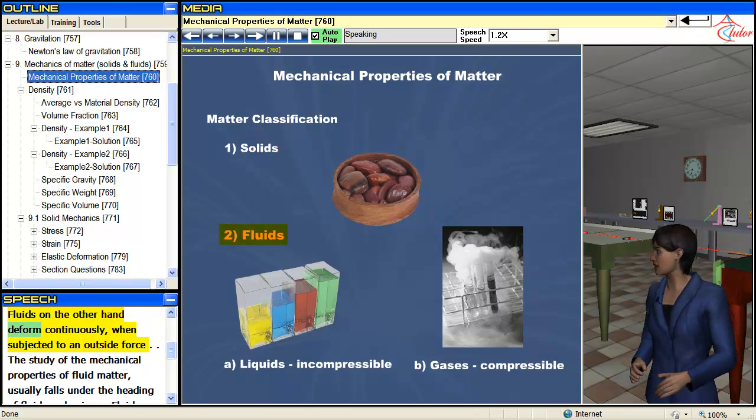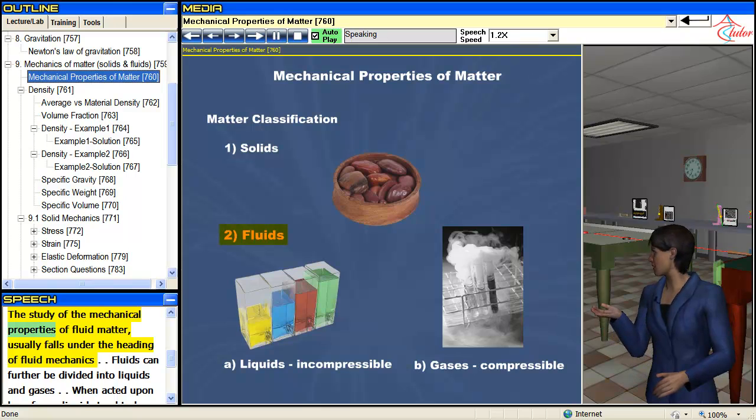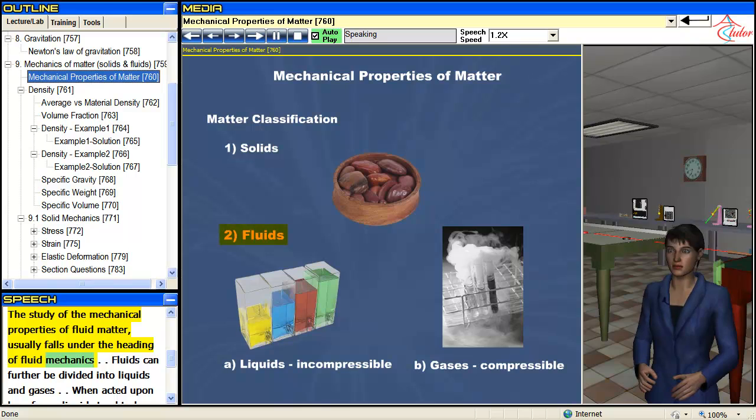Fluids, on the other hand, deform continuously when subjected to an outside force. The study of the mechanical properties of fluid matter usually falls under the heading of fluid mechanics. Fluids can further be divided into liquids and gases.